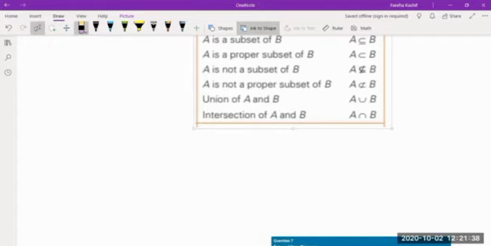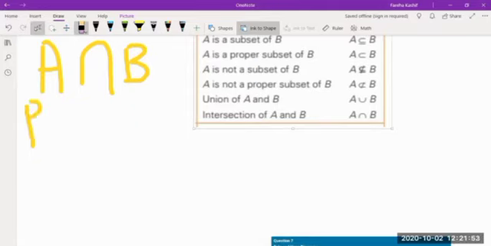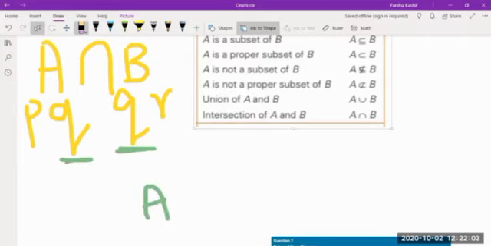But what if I say A intersection B? Then A intersection B is going to be the values that are intersecting between the two sets. So for example, A is P and Q, and B is Q and R. Which value is common in both the sets? Q. So A intersection B becomes Q.